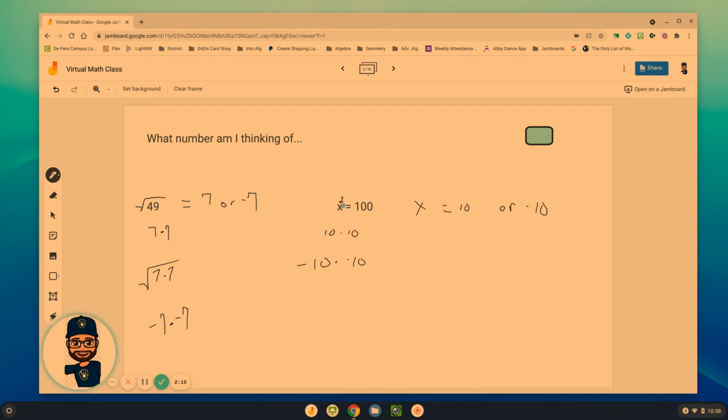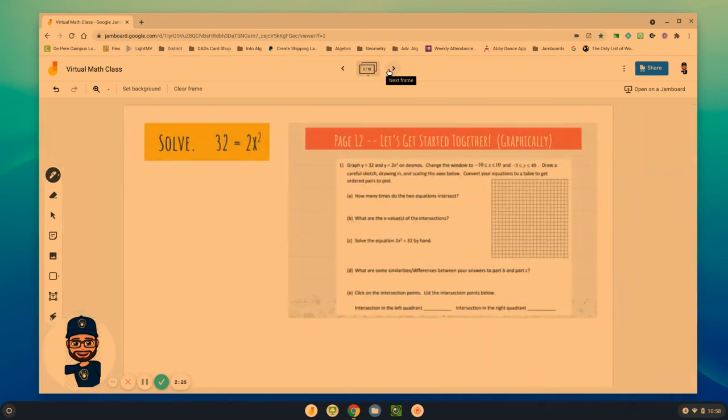And that's a principle that we have to start to understand as we begin to solve some of these square root problems. And there's really three ways to attack solving square root problems. The first one is by graphing. So I'm on page 12 of your packet, where we're going to solve 32 equals 2x squared. That's what we're going to solve by graphing. And so we're going to need to go to Desmos, and we're going to need to graph two different lines. Y equals 32 and y equals 2x squared on Desmos.